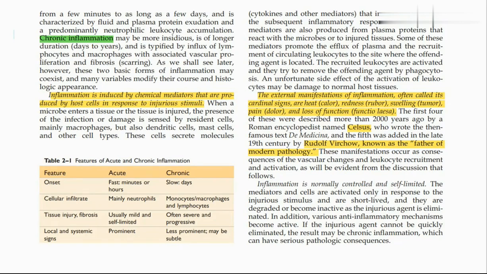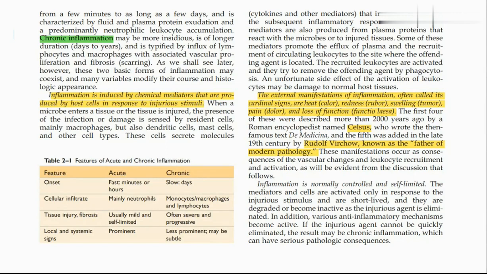It appears from days to years and is typified by influx of the lymphocytes and macrophages with associated vascular proliferation and fibrosis or scarring. Fibrosis means scarring. So chronic inflammation is less prominent as it is chronic in onset and we cannot distinguish it from the normal body. Inflammation is induced by the chemical mediators that are produced by the host cells in response to the injurious stimuli.